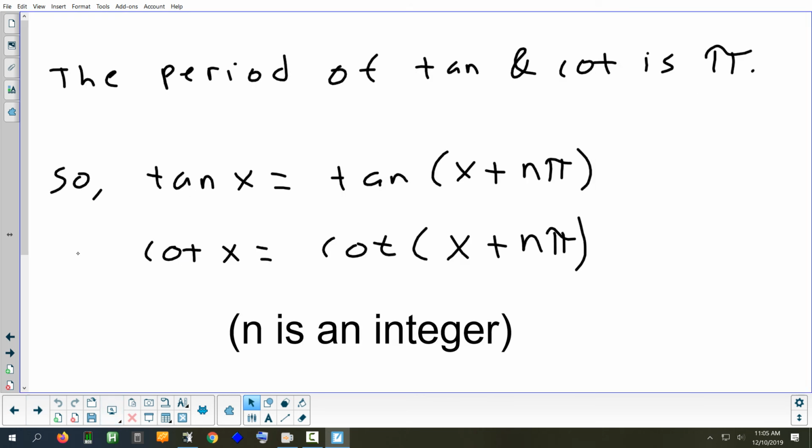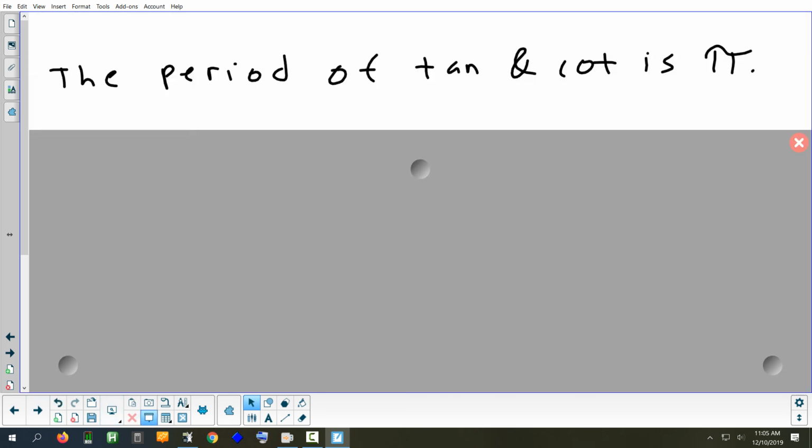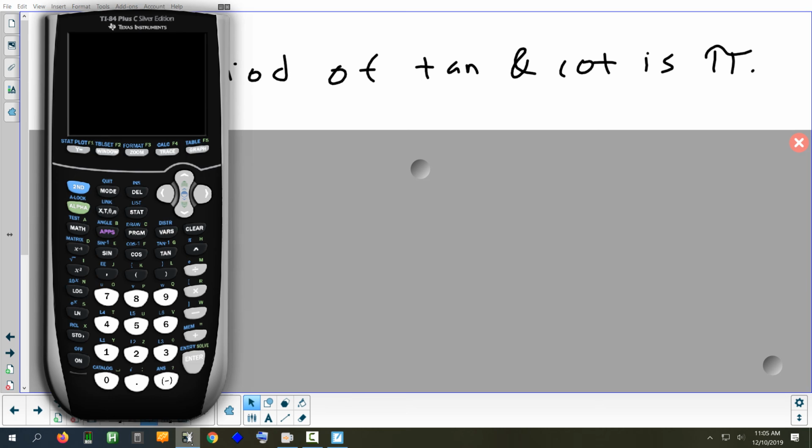So, this is what I said we'd write down later on. The period of tangent and cotangent is pi. The graphs of tangent and cotangent repeat themselves every 180 degrees.